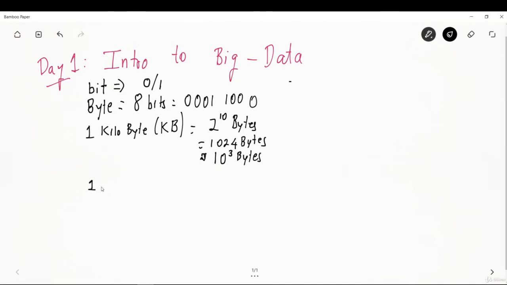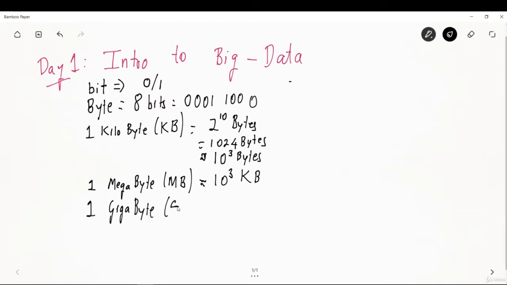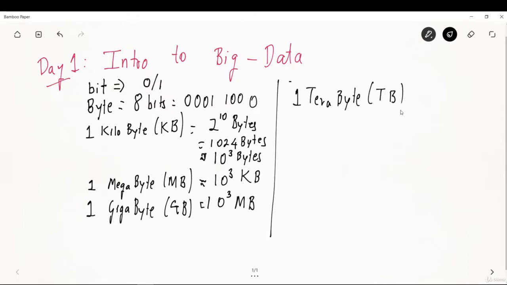Then let's go to megabytes, MB, which is approximately equal to 10 raised to 3 kilobytes. After megabytes comes gigabyte, represented as GB, and it is again approximately equal to 10 raised to 3 megabytes. After gigabyte comes terabyte, that is TB, and it is equal to 10 raised to 3 gigabytes.